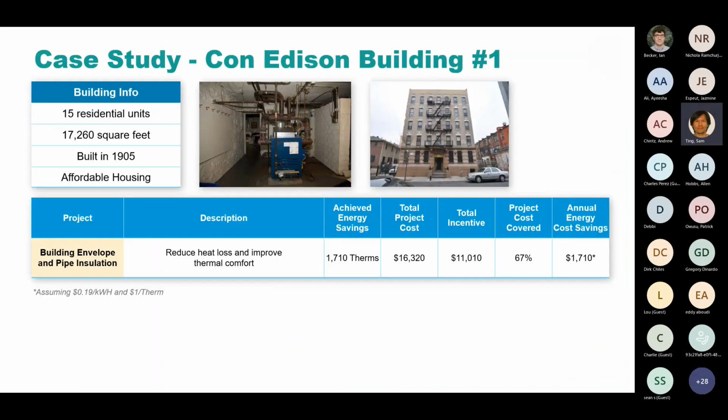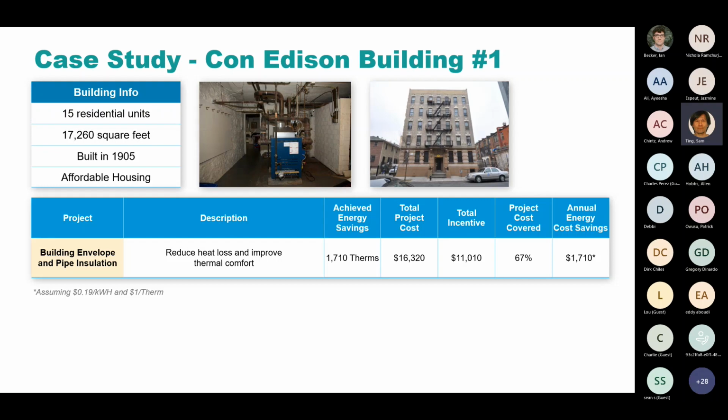Case study. A lot of buildings in New York City are typically around 100 years old. So this is a 15-unit multifamily building, over 17,000 square feet, almost 120 years old. It's affordable housing, so they would potentially qualify for enhanced incentives through Con Edison. This is building envelope and pipe insulation work, which both help reduce heat loss. Envelope work would reduce the infiltration stack effect and loss of conditioned air, cooling and heating. And the incentive will cover about $11,000.